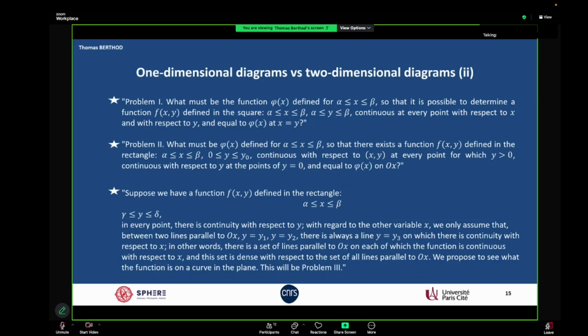But you suppose, of course, that the set of the lines where the function is continuous with respect to the second variable is dense with respect to the set of all lines parallel to OX. So this is an important condition, but you could see that this is a weaker version than the problem 2.